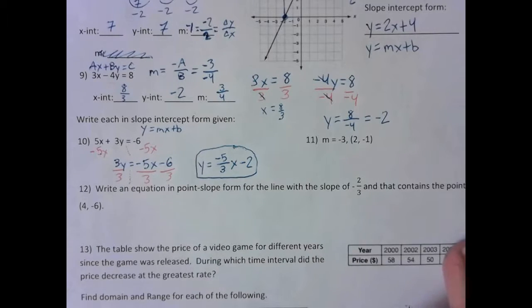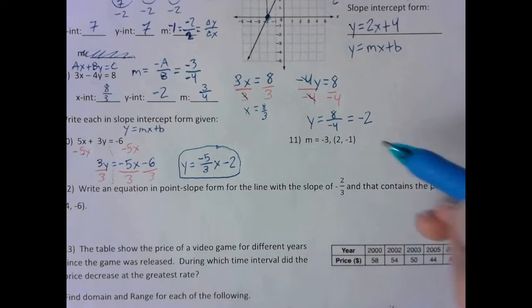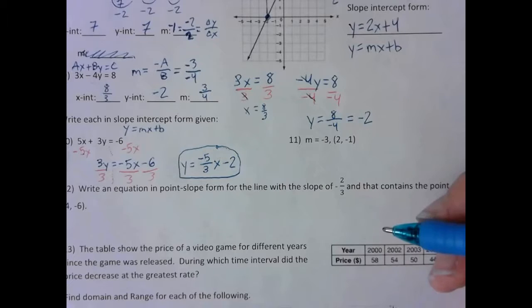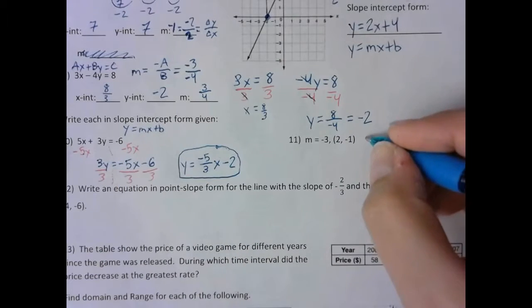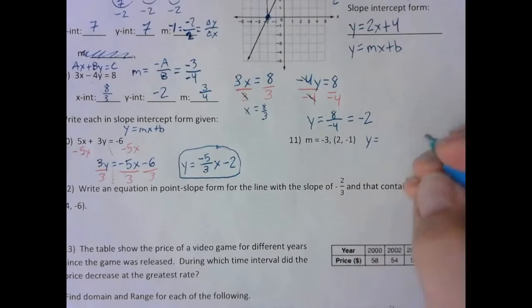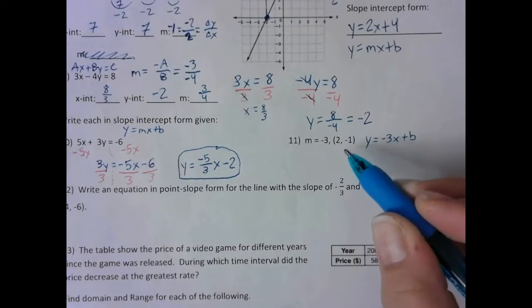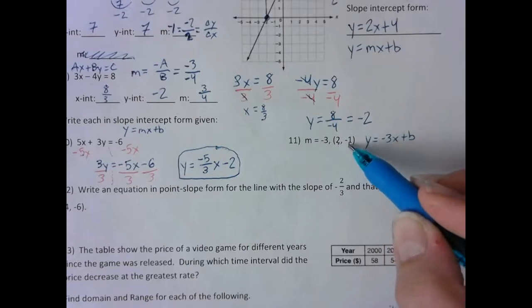On to number 11. Ah, thank goodness. They gave us the slope, but they did not give us the y-intercept. So this is going to take a few steps as well. We're going to write everything we know in the slope-intercept form. So again, remember it's y equals mx plus b. So y equals, our m is negative 3, so negative 3x plus b. But hey, they gave us an x and a y. Remember, this is always x comma y. So let's plug in this for x and this for y.